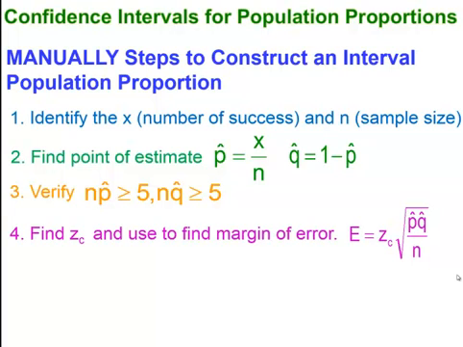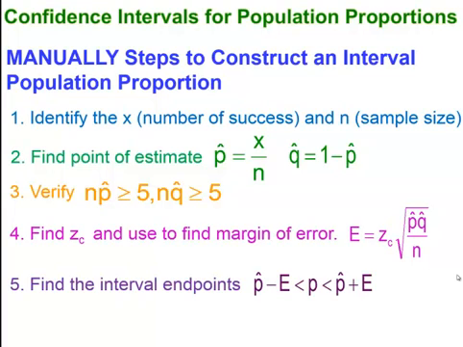And then you can find your margin of error by using this formula. This formula is going to use that critical value Z based on your confidence level, and it's going to be times the square root of P hat times Q hat, all divided by N. And then you can find your confidence interval by taking P hat and subtracting that error you found, and P hat and adding the error you found.